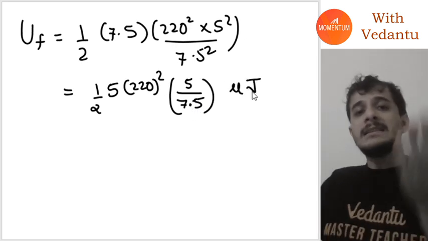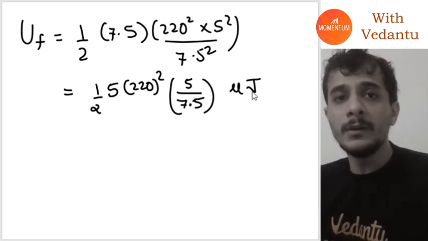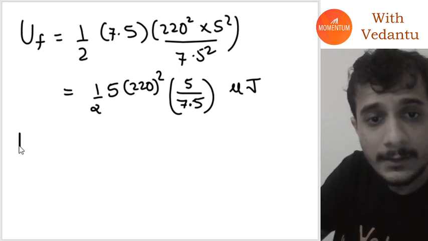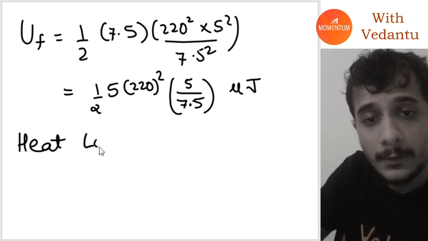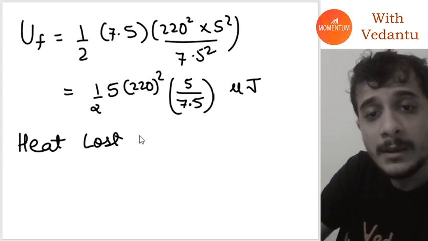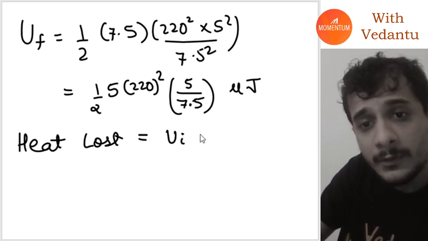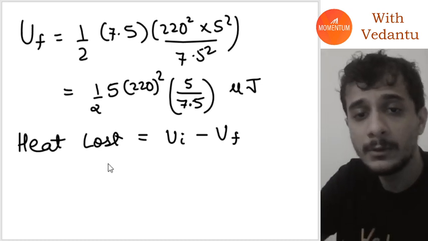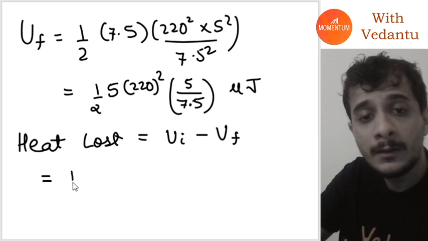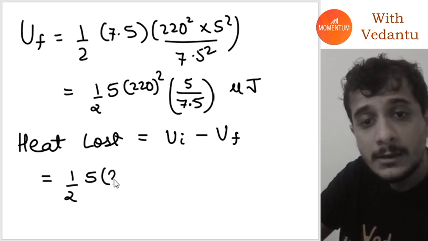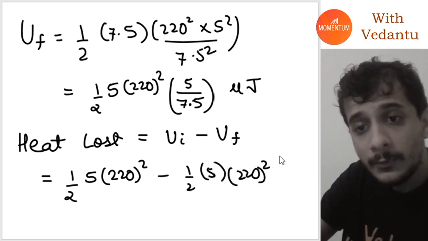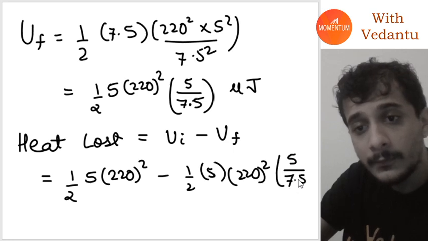Now, as you can see, this energy is already lower than the initial energy. So, I can calculate easily the heat lost. Okay, the heat lost, guys, will be equal to how much the energy reduces, and this difference will be equal to the amount of heat generated. So that will just be nothing but half into 5 into 220 square minus half into 5 into 220 square times 5 divided by 7.5.